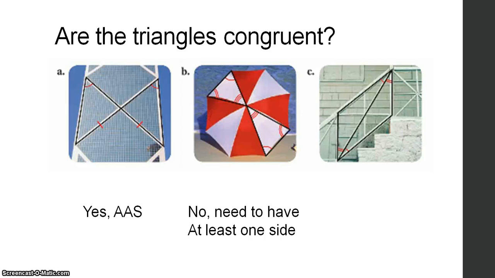All right, taking a look at letter C, again we want to determine how they're congruent. We don't have more than one side. We only have the one that's in between here. So how are these congruent? In this case it would be angle side angle, because we have the side length that's between our two angles. So we have yes, by angle side angle.